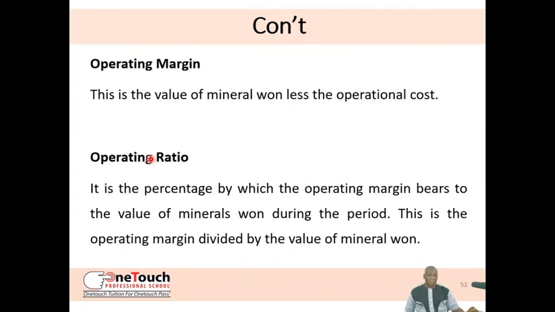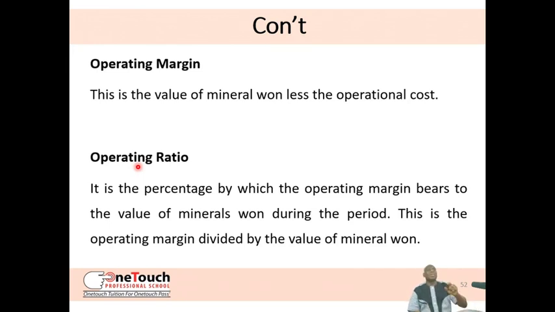Operating margin. In mining, operating margin is the value of the mineral that they have won less the operational cost that you have established. The margin is like gross profit margin. So it's the value of the mineral won being the turnover less the what? The operational cost is called their operating what? Margin. Operating ratio. The ratio is a percentage or a proportion by which the operating margin bears to the value of the mineral won during the year.